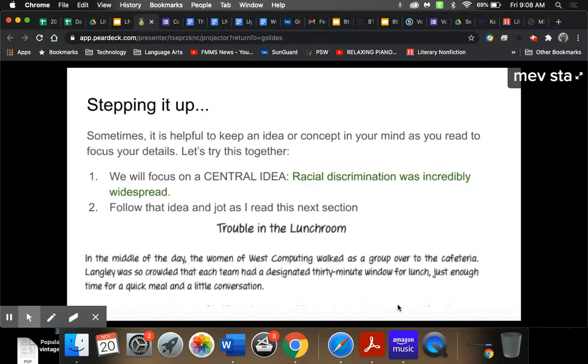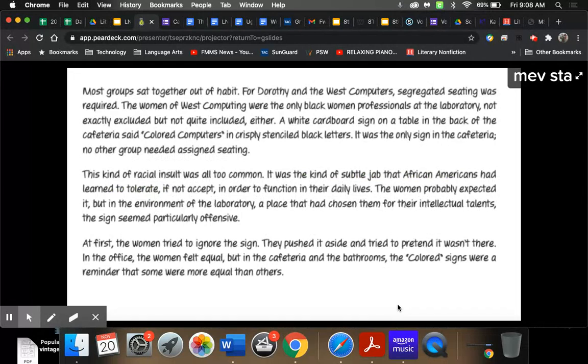Okay, in the middle of the day, the women of the West Computing walked as a group over to the cafeteria. Langley was so crowded that each team has a designated 30-minute window for lunch, just enough time for a quick meal and a little conversation. Most groups sat together out of habit. For Dorothy and the West Computers, segregated seating was required.